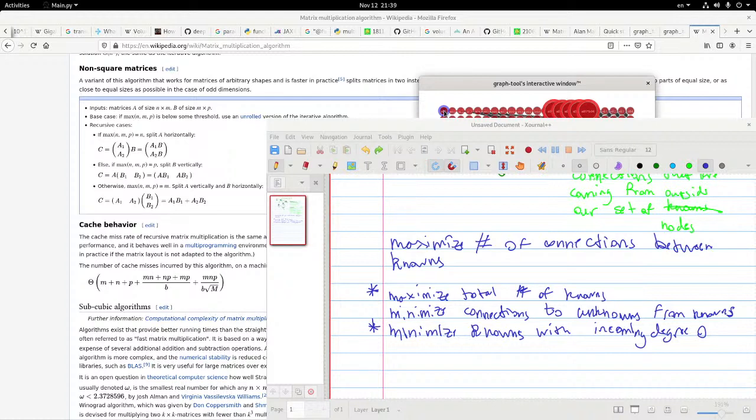I can take these and look at their connections. And if adding the connection either increases the total amount of nodes or minimizes the amount with incoming degree 0, then we add it.